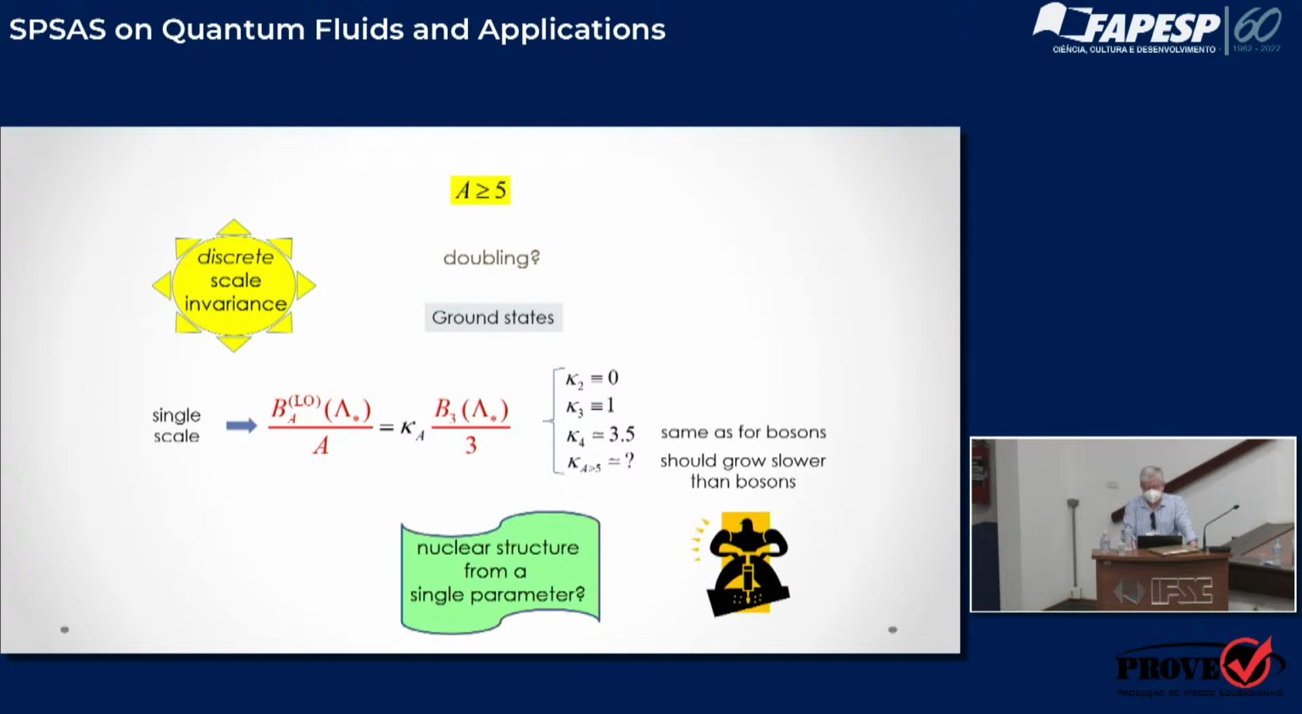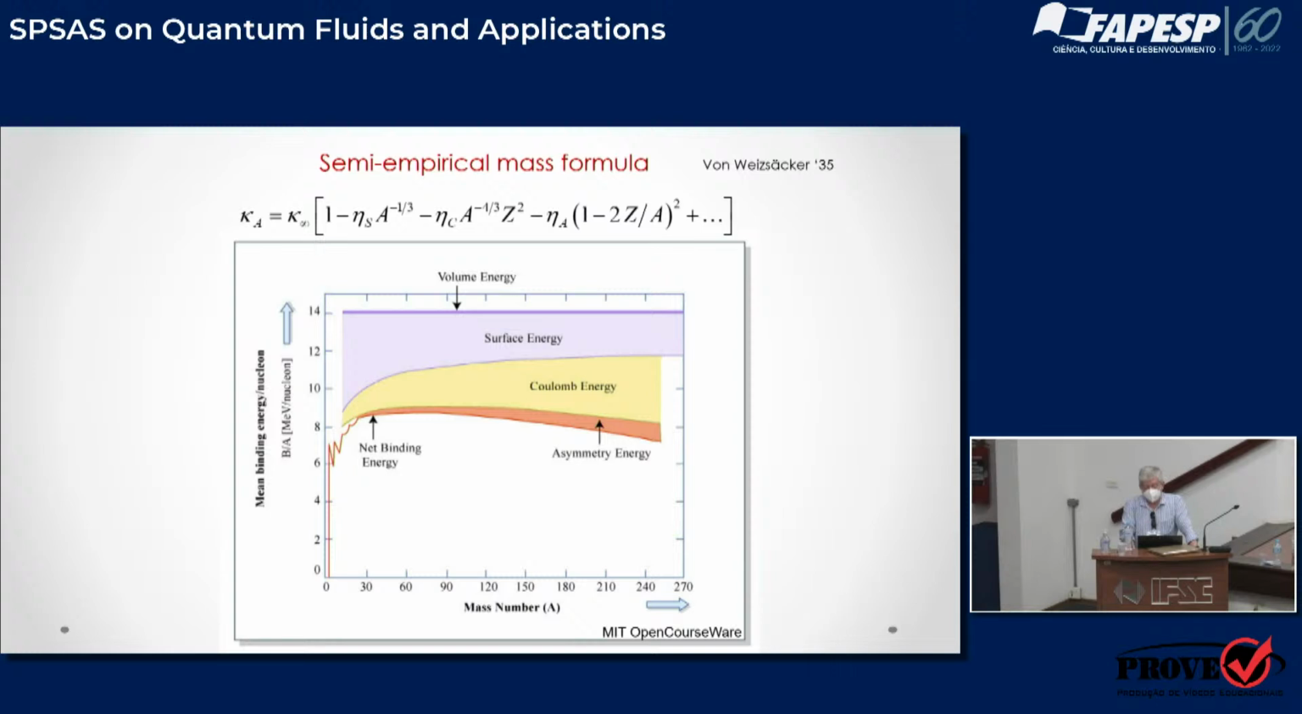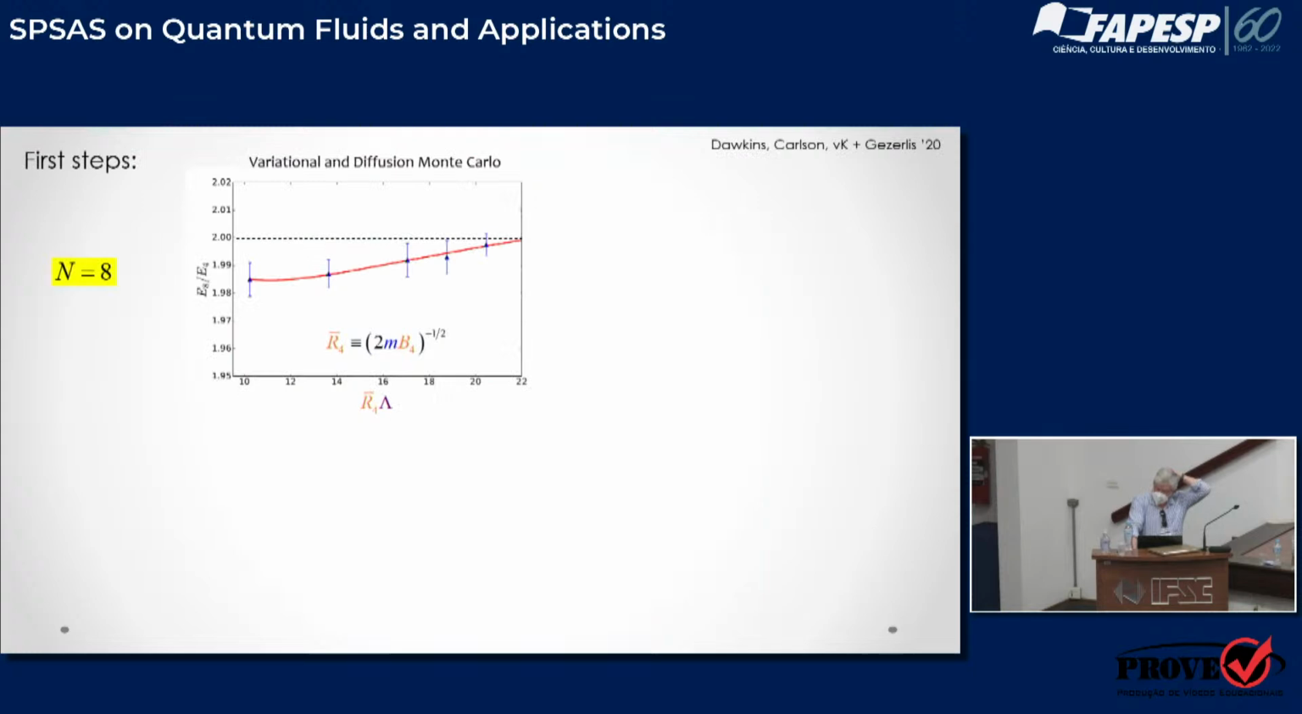The universal numbers that I now call kappa A are not going to be identical to bosons beyond five particles, because now we are dealing with fermions, but they should be universal in the sense that they are the same for whatever component fermion species I have. We know empirically there is something called the semi-empirical mass formula that has the form of the one for bosons: these numbers approach a constant, there are surface effects, and then there are higher order effects. So the question is whether we can derive this from unitarity, just like we did for bosons.